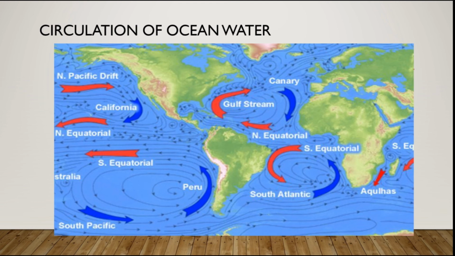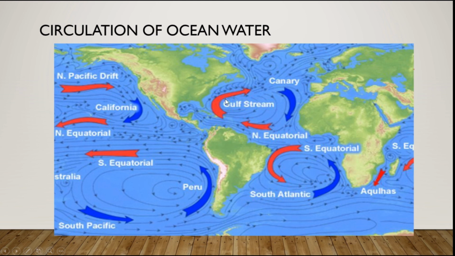Here in the image, the blue arrows represent the cold currents and the red ones represent the warm currents. Warm ocean currents carry warm and more saline waters towards the polar regions, whereas the cold currents drive the cold and less saline water from the higher latitudes to the lower latitudes.